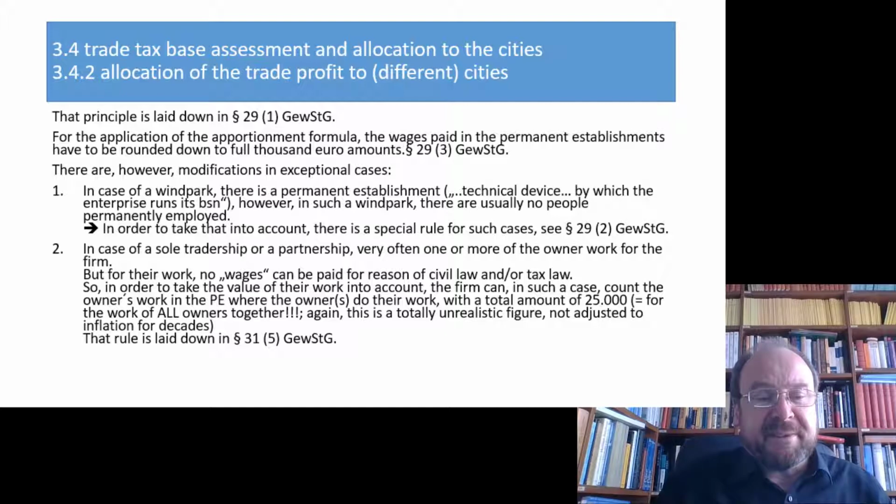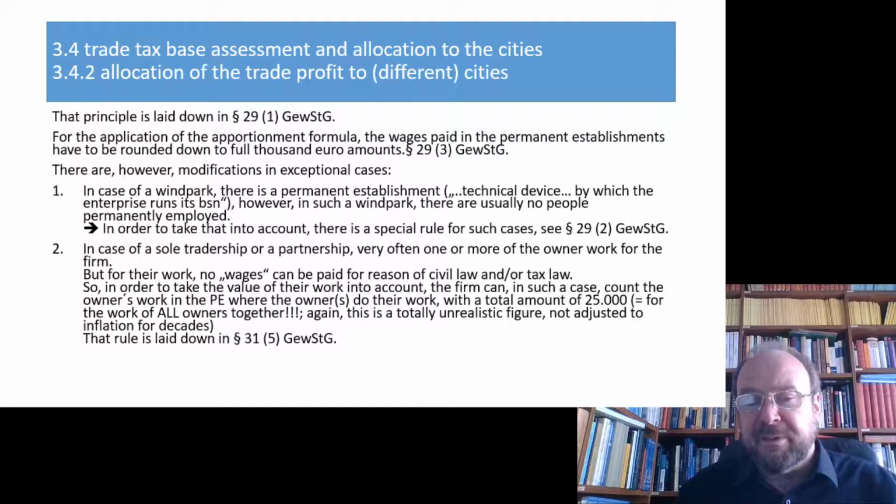A bit more important is the idea of a sole tradership or partnership. There you have a problem. Very often the owner also works in his or her own firm. But the owner can, for himself or herself, not pay any wages under civil law. You can't make contracts with yourself. And even if there is a partnership, so that one of the owners could have a contract with a partnership under civil law, the payment would not be accepted as a wage payment from the perspective of tax law. So if you ask for the wages paid in that permanent establishment where the owner works, the outcome will be no.